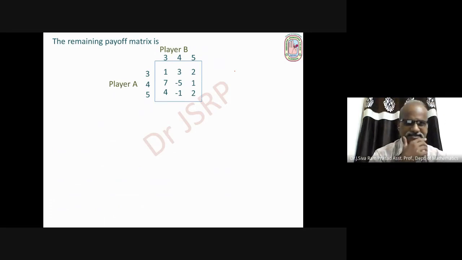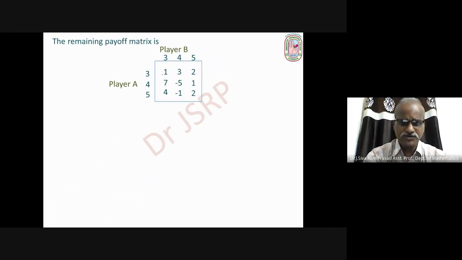Again, it is still possible to reduce the size of the matrix. To solve the game, we have to reduce the size of the matrix to 2 by 2. That means 2 rows and 2 columns. Still compare rows.